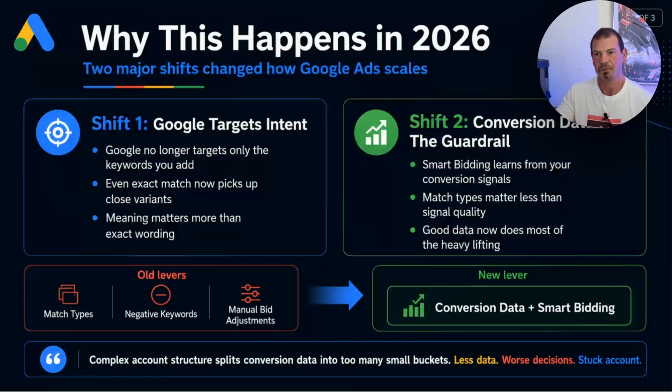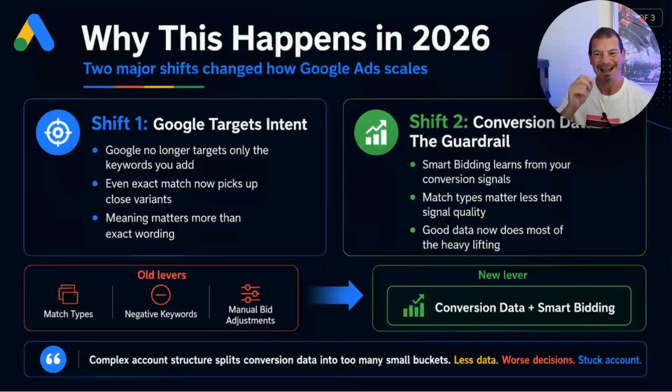Shift two, conversion data is the guardrail. Smart bidding learns from conversion signals. So when I say smart bidding, that's where you're going from, say, a max clicks or CPC to a max conversion or max conversion value strategy. And again, you're tapping into a lot more of Google's AI, and that's exactly where we want to be. You have to start somewhere, you have to progress, and then potentially from there, you're going to be tapping into a lot more signals for Google.